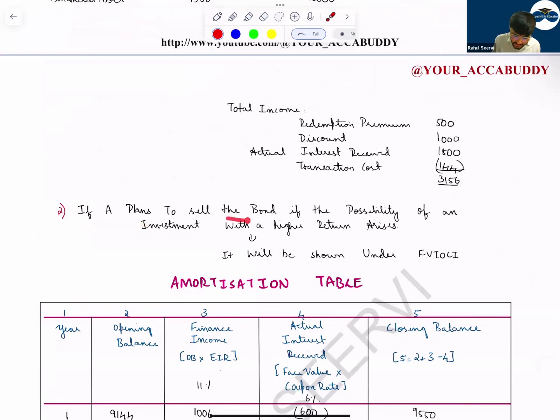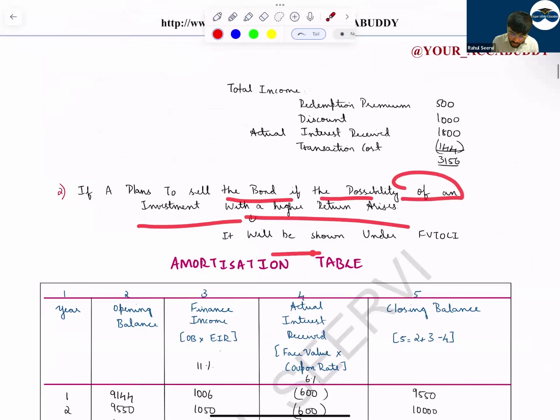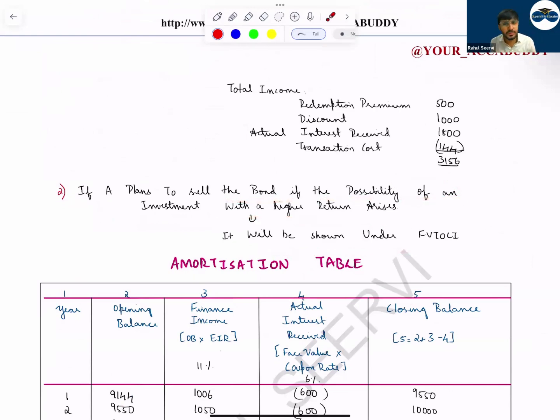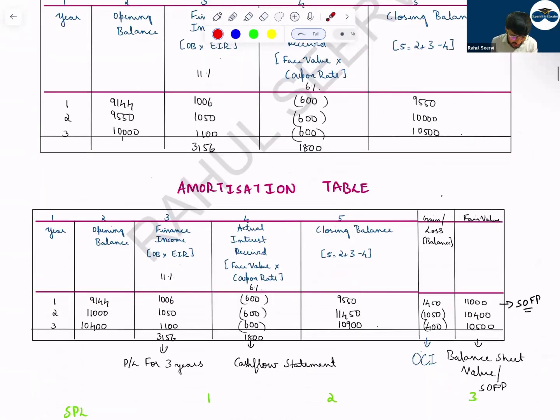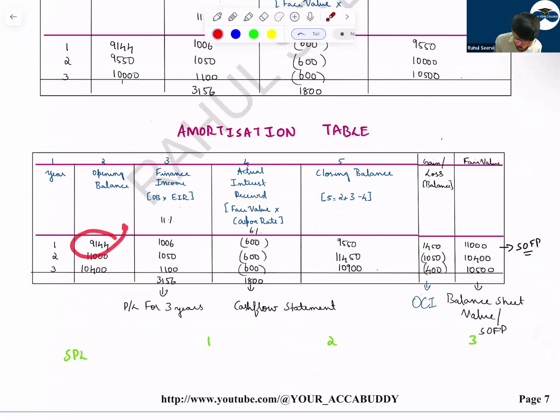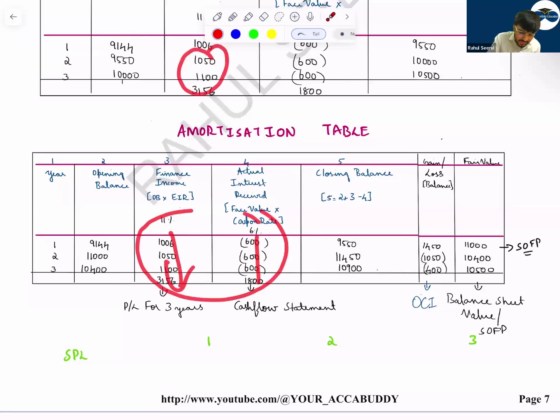If A plans to sell the bond if the possibility of an investment with a higher return arises, it will be shown under fair value through OCI. So this was the normal table we used for the amortized cost model. For fair value through OCI, you should use the same. But what are the changes? The opening balance will remain the same. Finance cost will remain the same. Actual interest will be the same.